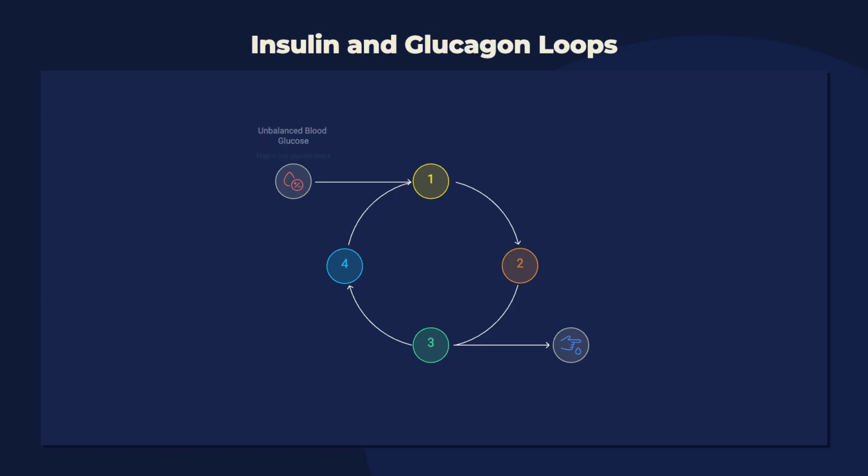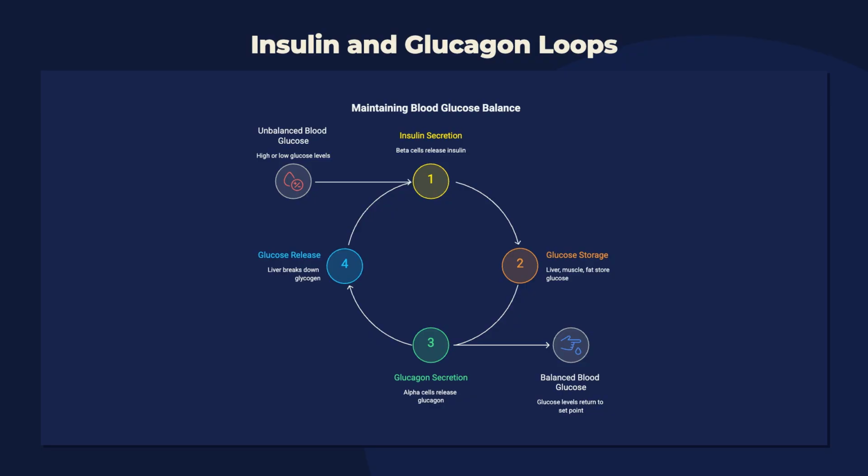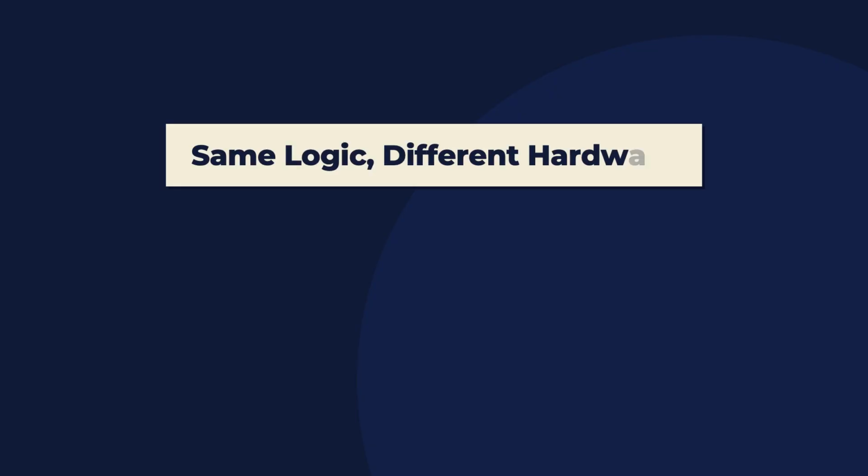Blood glucose regulation shows the pattern in full. After a meal, beta cells sense rising glucose and release insulin, which drives cells to store glucose as glycogen. When glucose falls, alpha cells release glucagon, which drives the liver to release glucose back into the blood. Insulin and glucagon push the same variable in opposite directions, but each is running its own separate negative feedback loop.